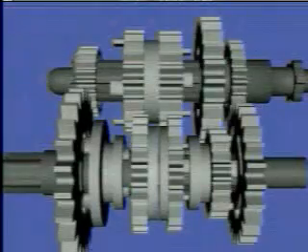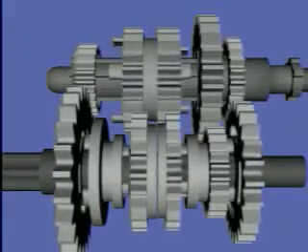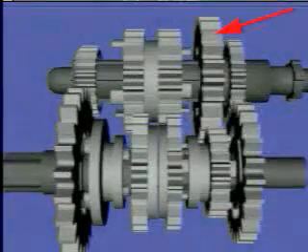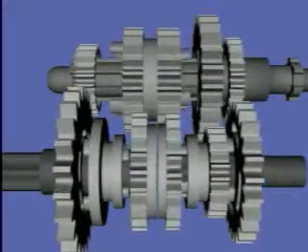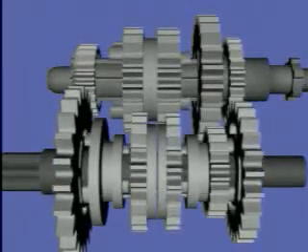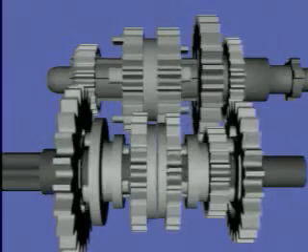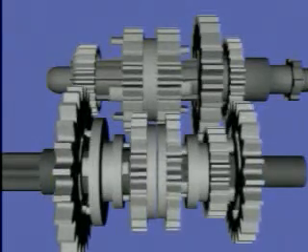Working of transmission. In the neutral position, when the engine starts, all gears except the fifth input and fifth output gear rotate. Since none of the gears actually mesh with the output shaft, the output shaft does not rotate, but the input shaft rotates, and hence power flow is not complete.